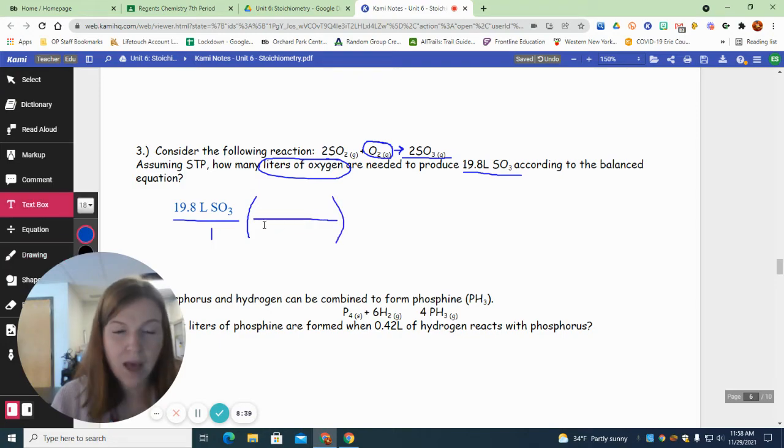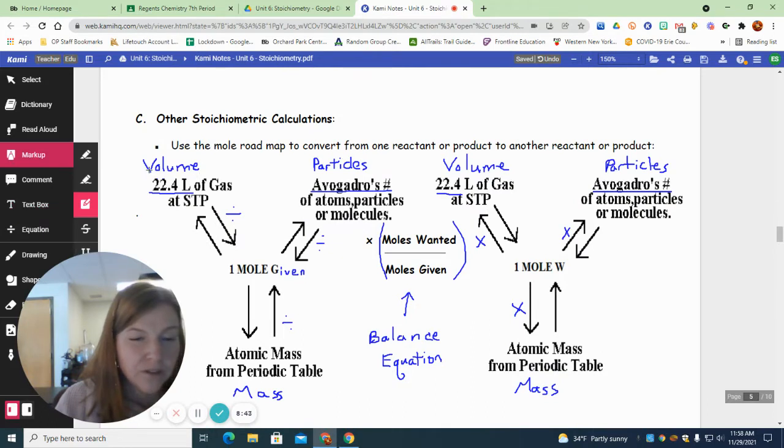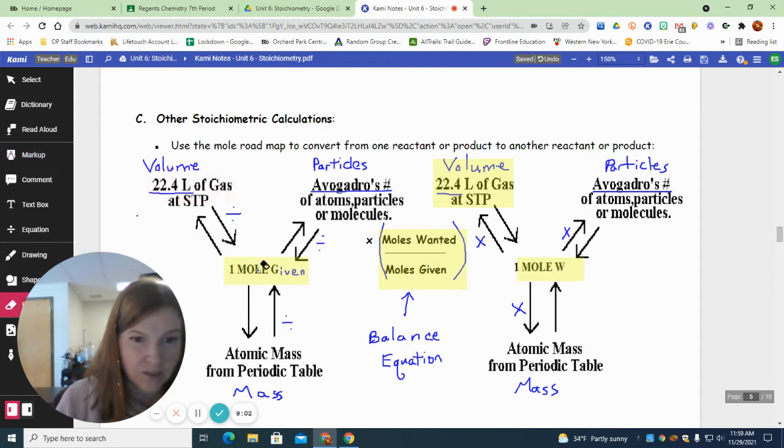So if we go back to my mole roadmap, think about what we're doing here. We are starting with volume here. We are going to moles here. We use the mole ratio to get to moles of what we want, then back to volume here. So that's my path. I'm dividing by 22.4, using the mole ratio, and then multiplying by 22.4. You'll see how I handle that in a moment.